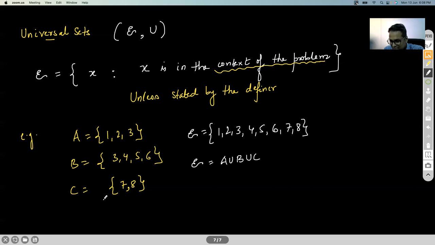Krish has a question. X belongs to A union B. I didn't understand that, Krish. A large question: how does the universal set change if set C is not in the context of the problem? Yeah, if C is not in the context of the problem, then the universal set will only contain 1, 2, 3, 4, 5, 6. 7 and 8 will not be there. Got it, Raj?